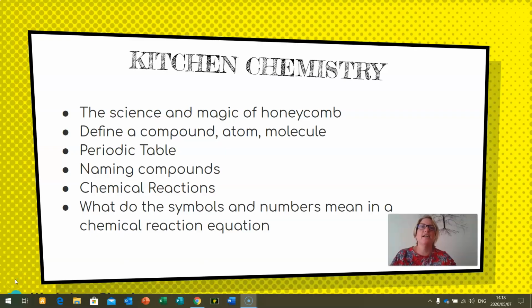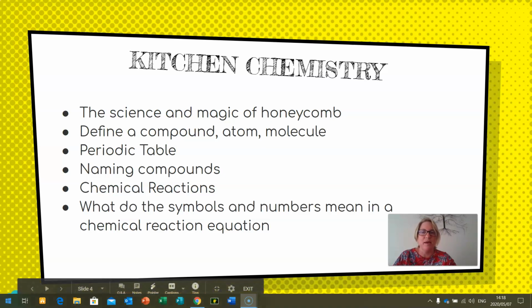The topic of today's lesson is kitchen chemistry, and we're going to be having a look at the science and magic behind making honeycomb. We're also going to revise a little bit from each of the topics we've done over the last few lessons. So defining compounds, atoms, molecules, talking about the periodic table, how to name compounds, chemical reactions, balancing chemical reactions, and what do all the symbols and numbers in the chemical reaction mean.